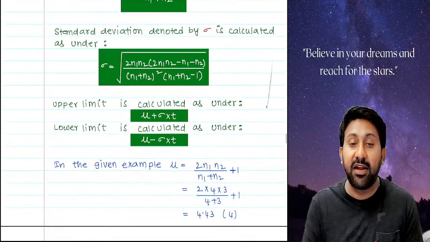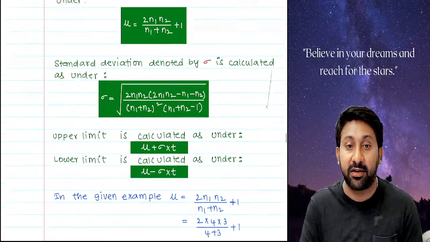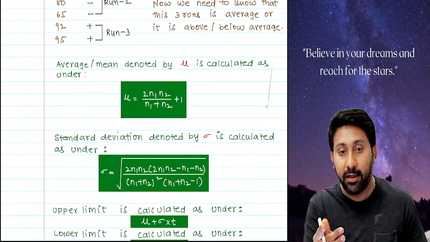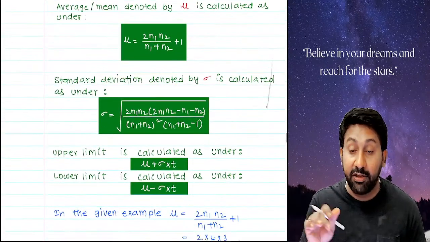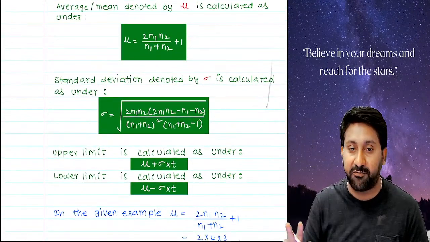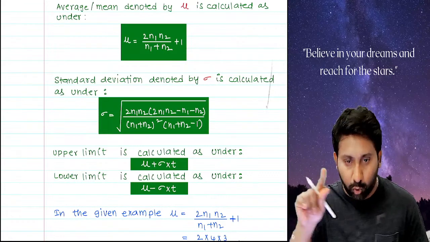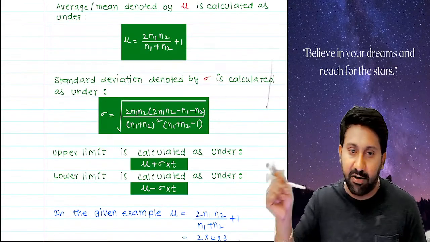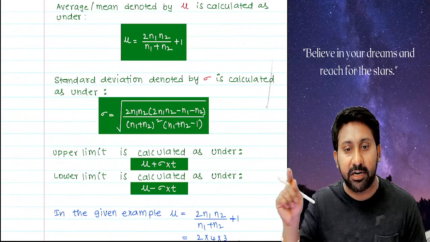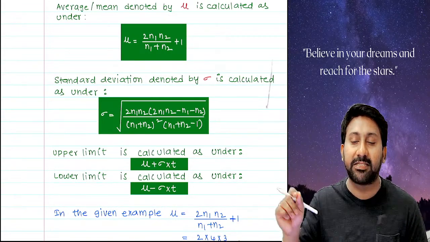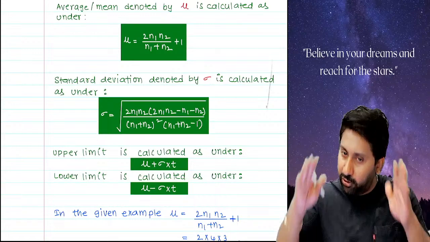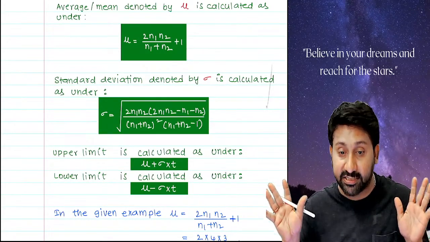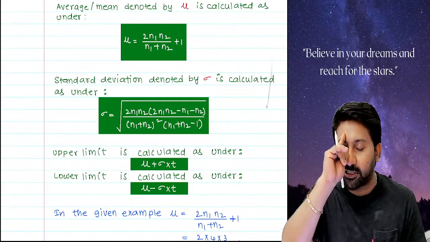Next, standard deviation. Why standard deviation? Whenever I say average, the average price may or may not happen, so there is a standard deviation for that. We are not using the portfolio standard deviation formula; a different formula is there. Root of 2n1n2 into (2n1n2 minus n1 minus n2), whole divided by (n1 plus n2) whole square into (n1 plus n2 minus 1). There is no option for you, you have to mug up the formula. This is not the time to learn the derivations either. So remember the formula.